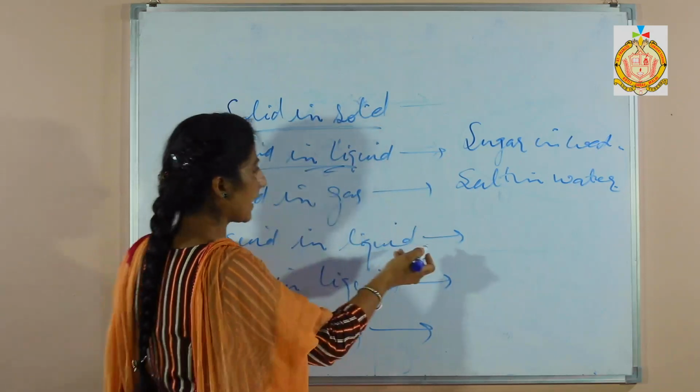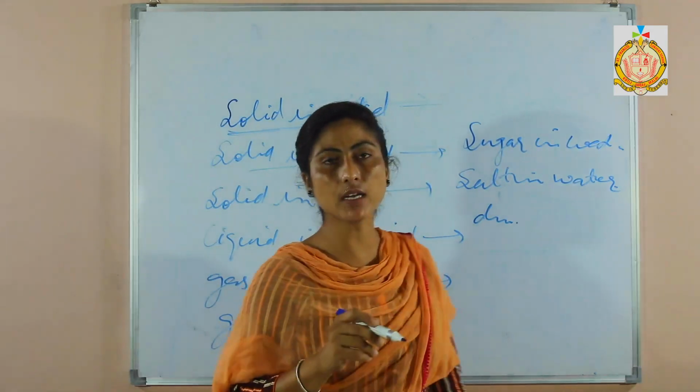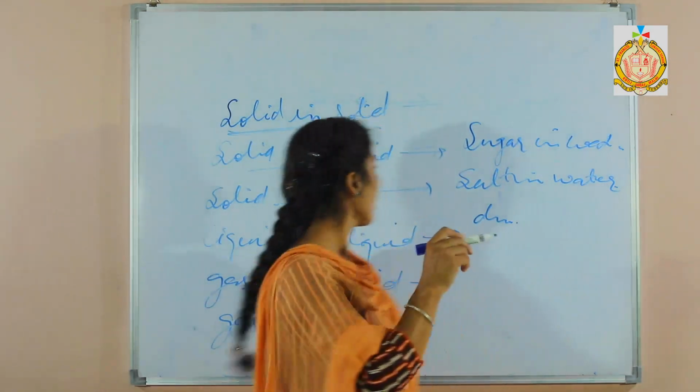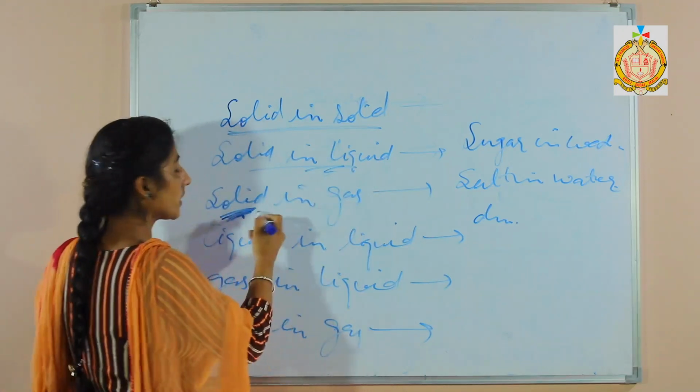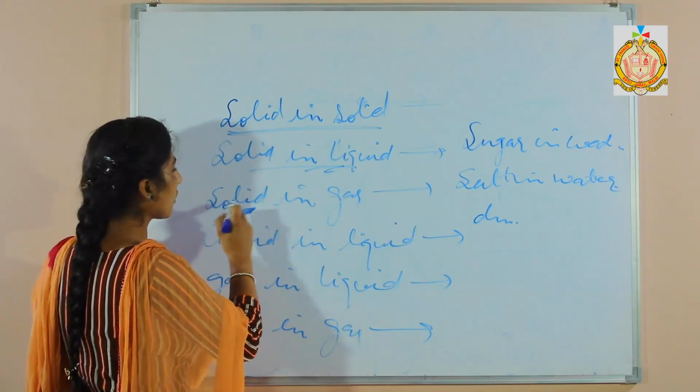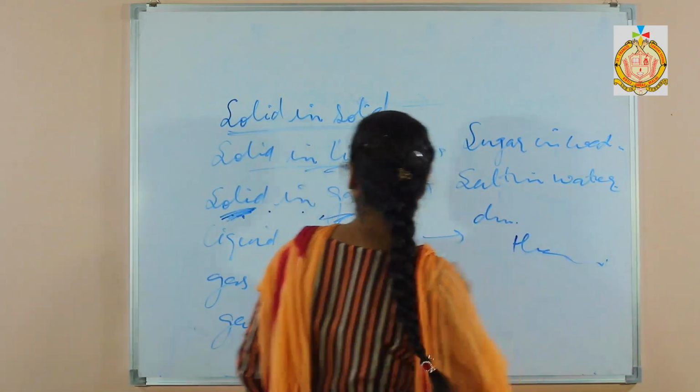Next is solid in gas. Dust particles, smoke, carbon particles, these are all solids and they are present in air. So these are the examples of solid in gas mixtures, and these are also homogeneous mixtures.